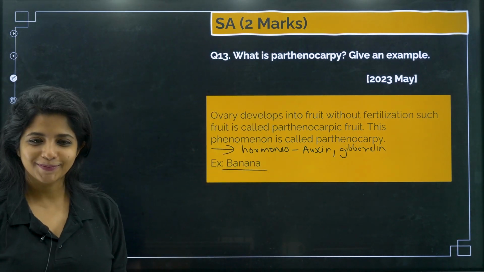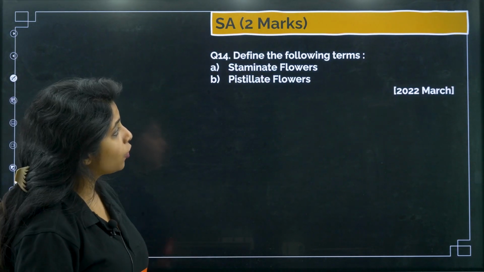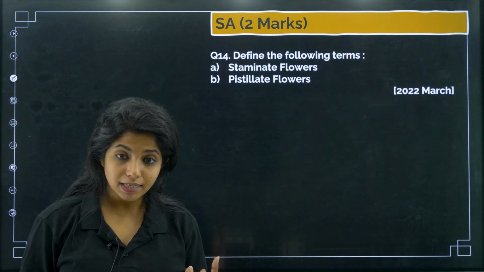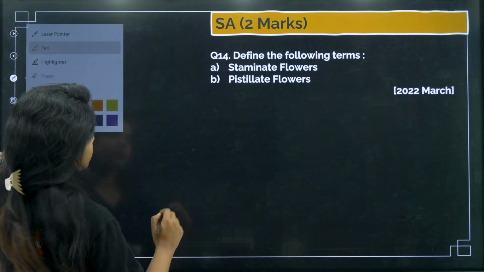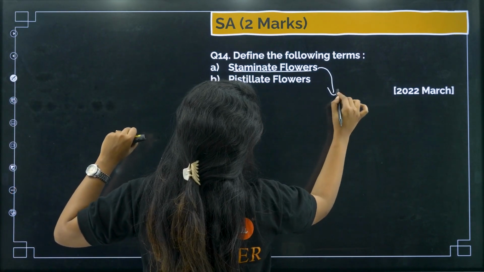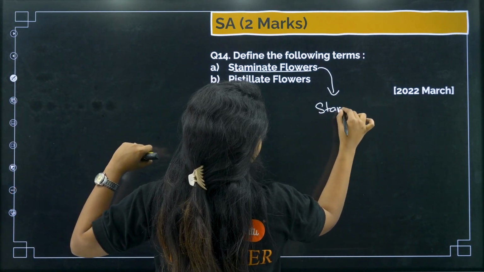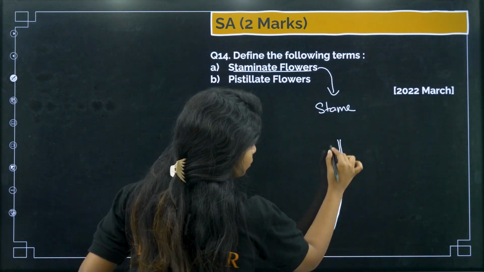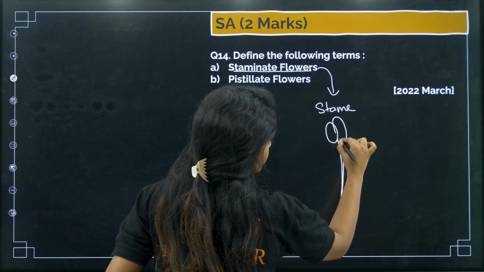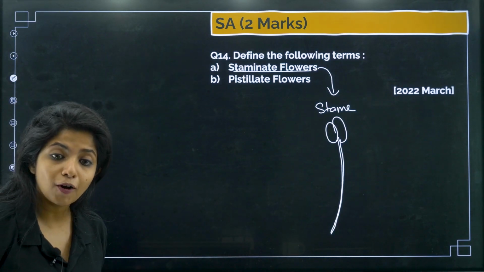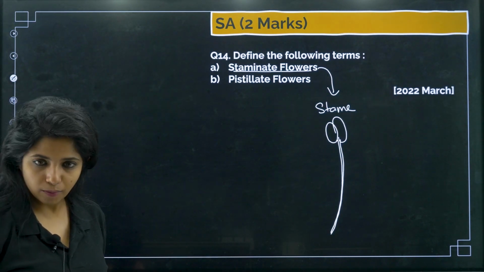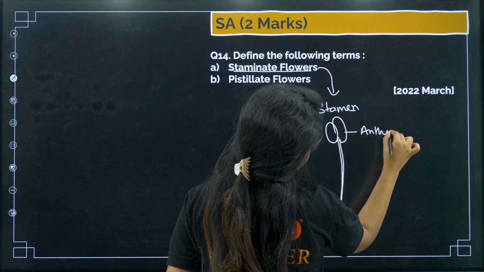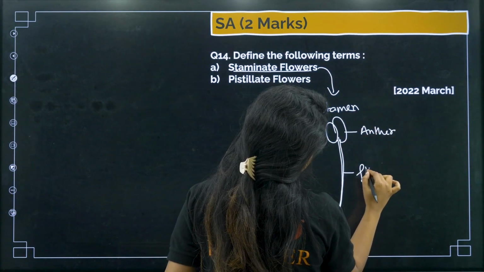Okay, next question. Define the following terms: staminate flowers and pistillate flowers. Staminate flowers are the ones that will be having the stamen. What do you mean by the stamen? Stamen means you will be having a filament like this, and at the end of the filament, what will you have? You have anther. In the anther, what is being formed, children? The pollen grains are being formed. So this whole structure, the stamen with an anther and filament.